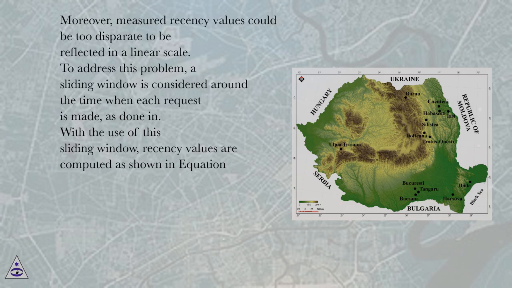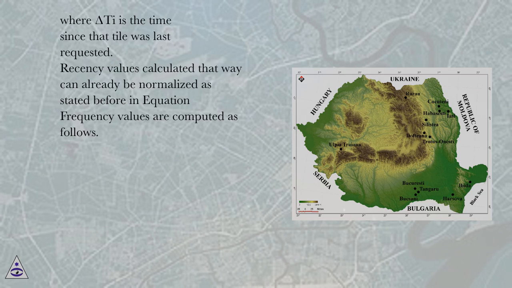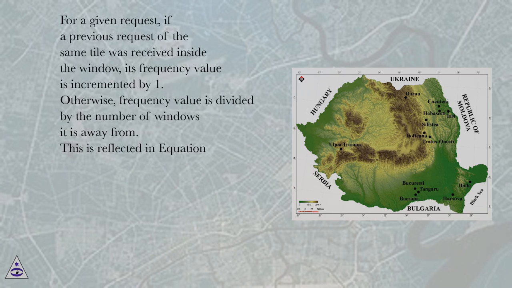To address this problem, a sliding window is considered around the time when each request is made, as done in. With the use of this sliding window, recency values are computed as shown in equation, where delta t is the time since that tile was last requested. Recency values calculated that way can already be normalized as stated before in equation. Frequency values are computed as follows. For a given request, if a previous request of the same tile was received inside the window, its frequency value is incremented by 1. Otherwise, frequency value is divided by the number of windows it is away from. This is reflected in equation.